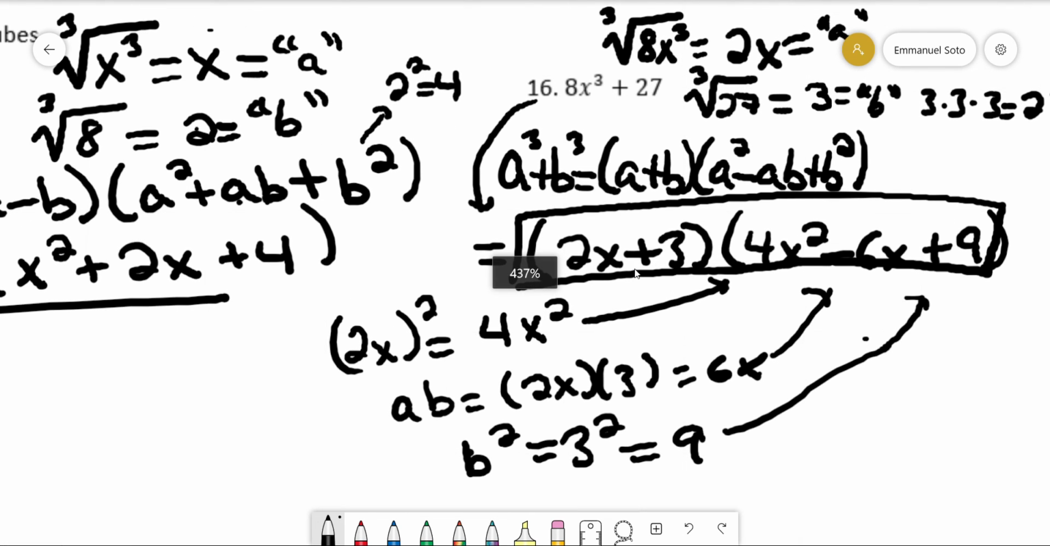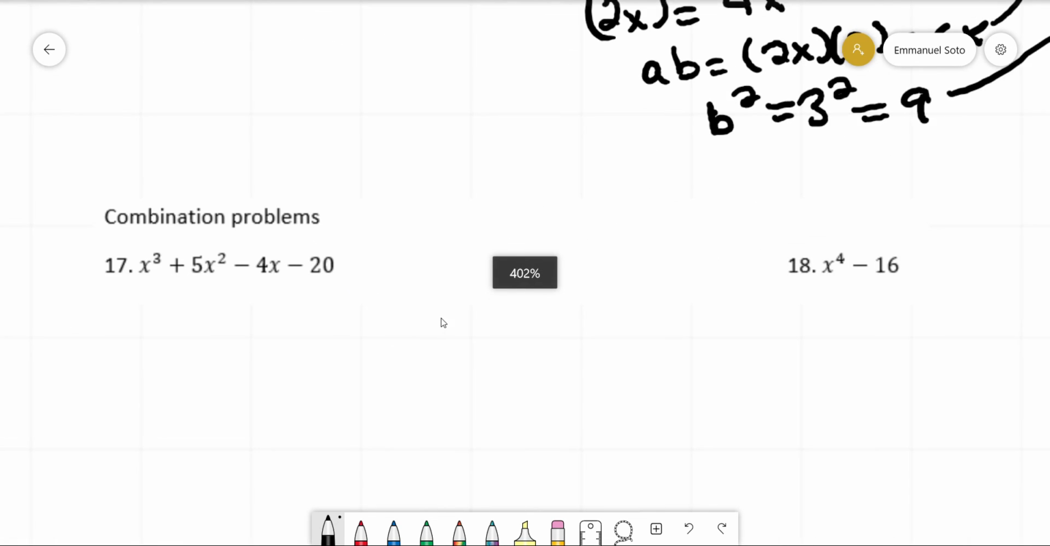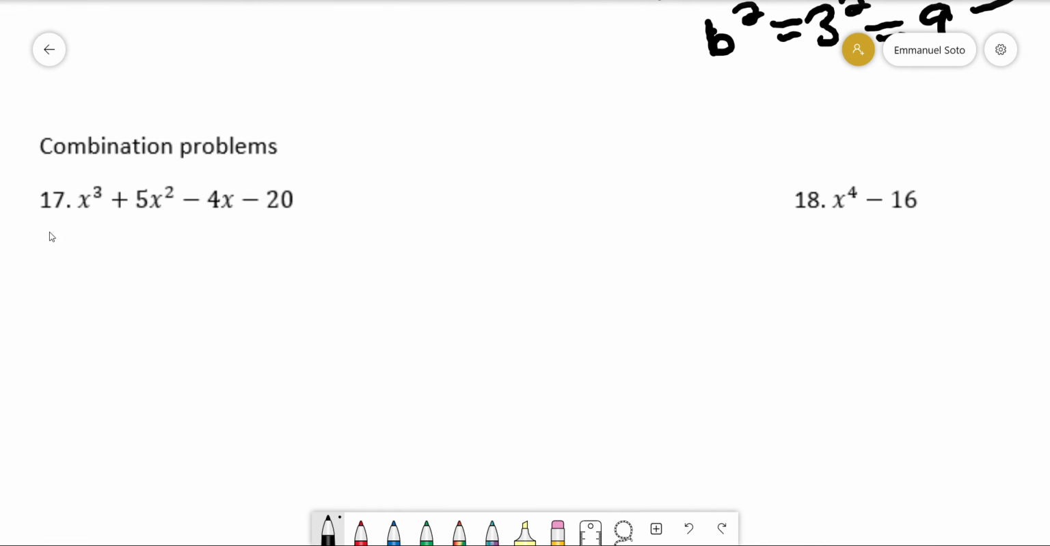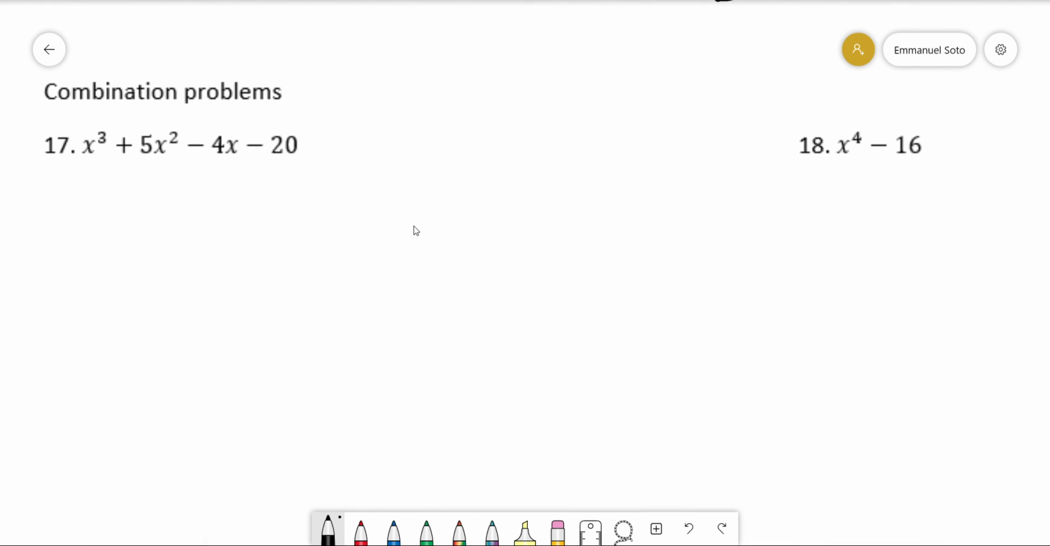Let's go ahead and go to the last one. The last two problems are a combination, so you can combine the methods that we did earlier. So in this case, it looks like we have 4 terms, so it's probably a good chance that we can do a factor by grouping.